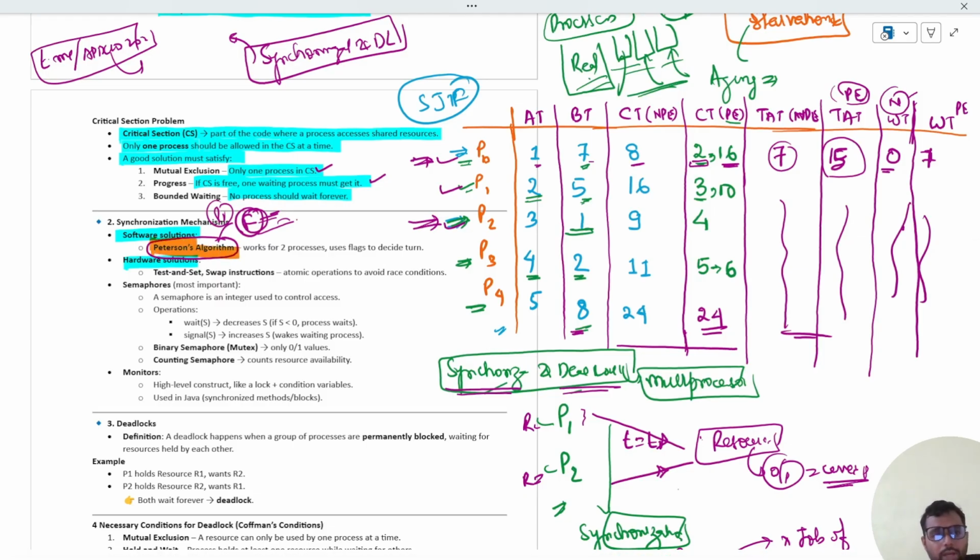Then the hardware solution. Just remember two things. One is called test and set, and another is known as the swap instruction. Then there are semaphores. Semaphores are important. Let me explain it to you.